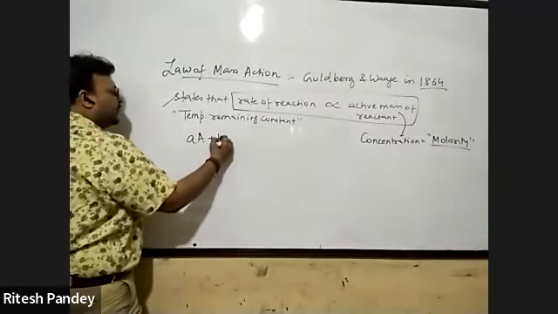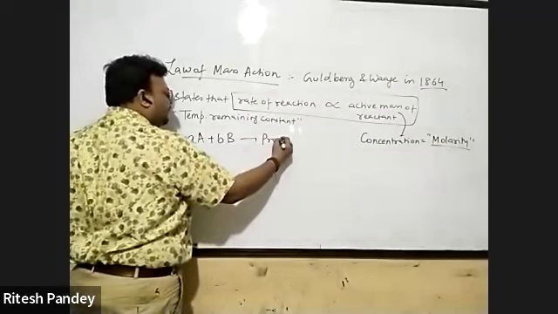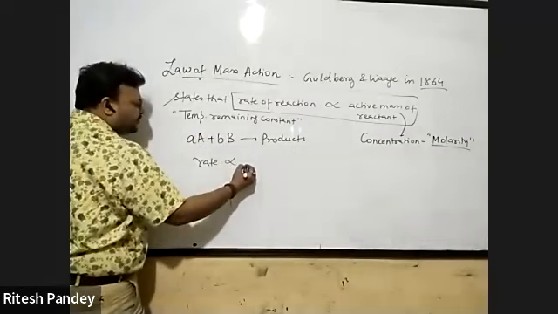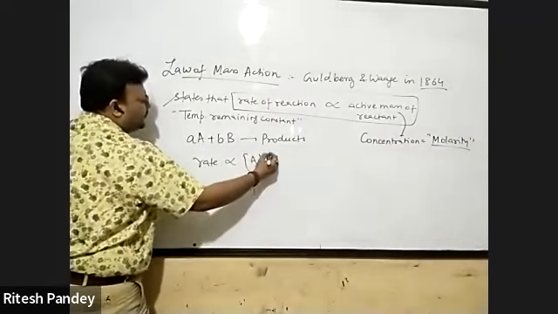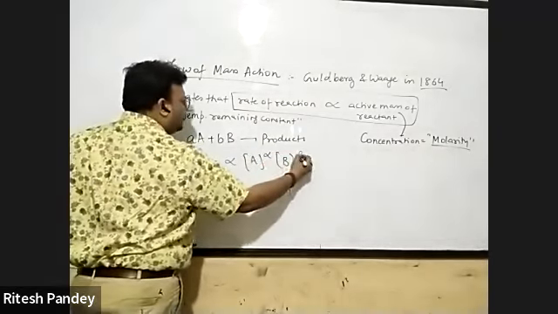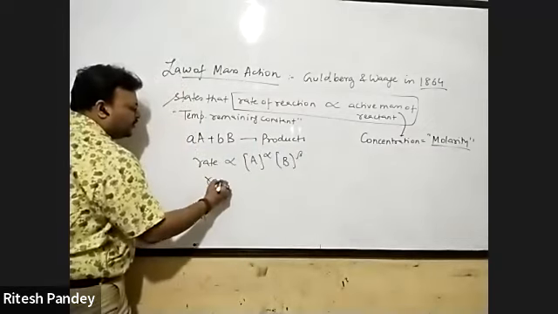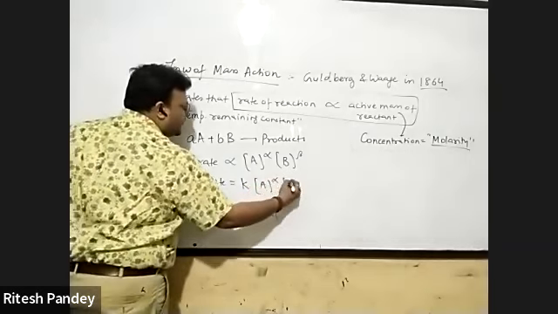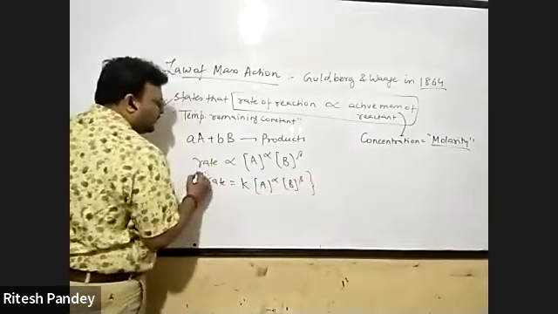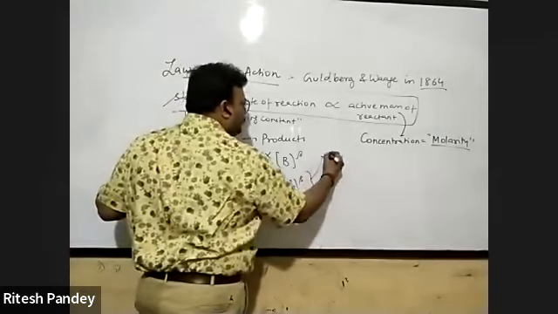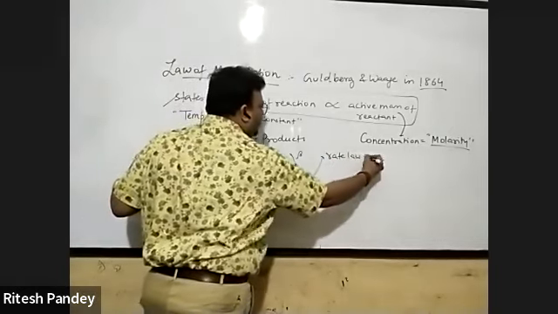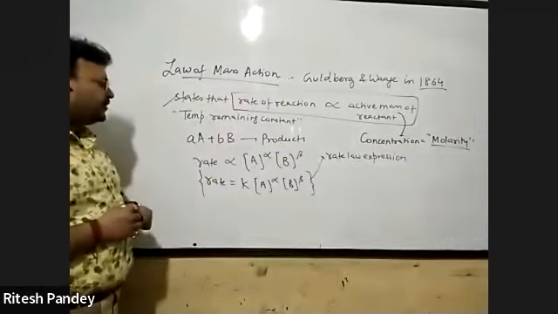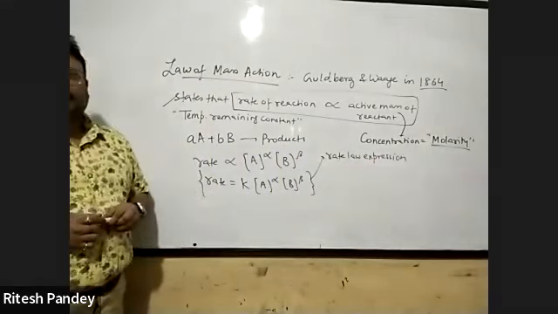If you have a moles of A with b moles of B becoming products, the law of mass action tells you that this rate is proportional to concentration of A to the power alpha, concentration of B to the power beta. You'll want to bring a proportionality constant, which is very popularly called the rate constant. And to begin with, this is going to be the very popular rate law expression. Physical chemistry, organic chemistry, everywhere, I would be using it.